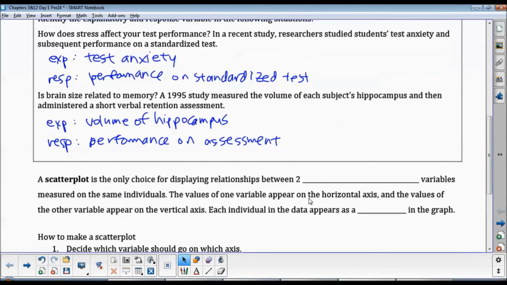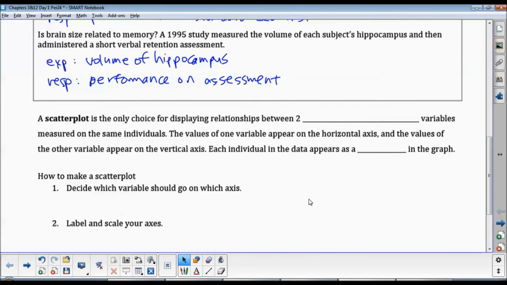Now, this is something that I know is on the algebra curriculum and you have done before. It's one of the most common ways of displaying data, and it's the only way really to display relationships between two quantitative variables, which is kind of the point of chapters 3 and 12. So just to refresh your memory before we go to the next page, because I'm going to have you do that scatter plot by hand for real.